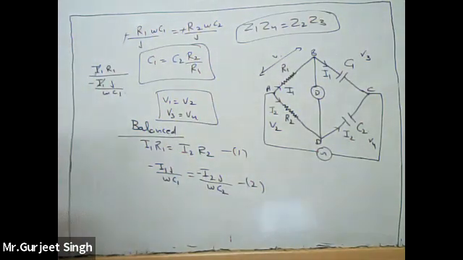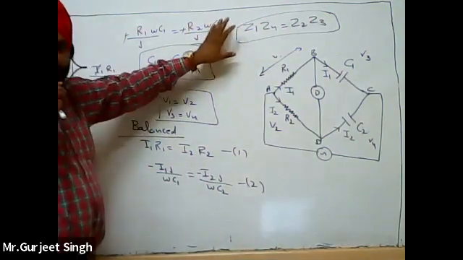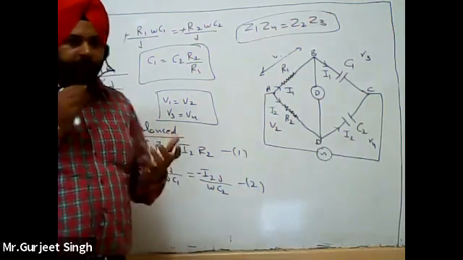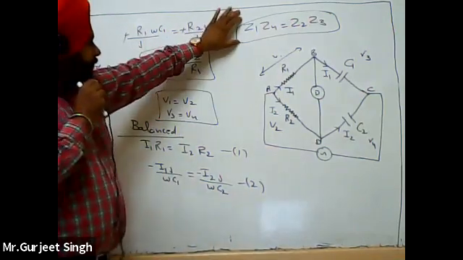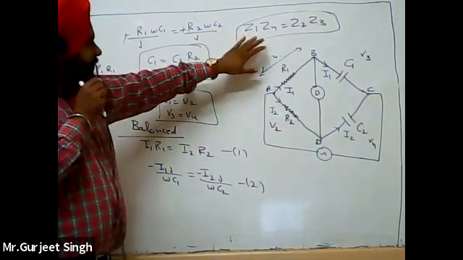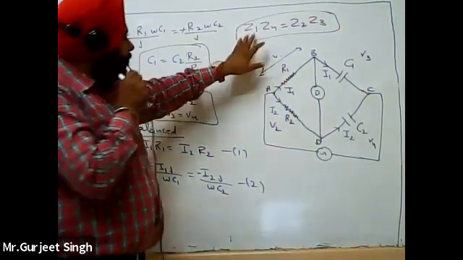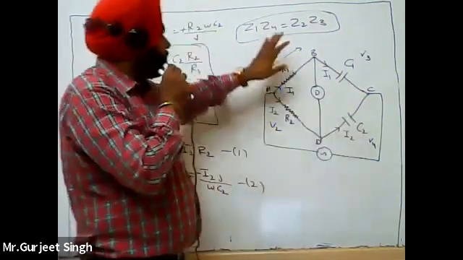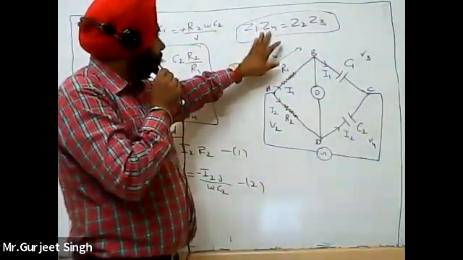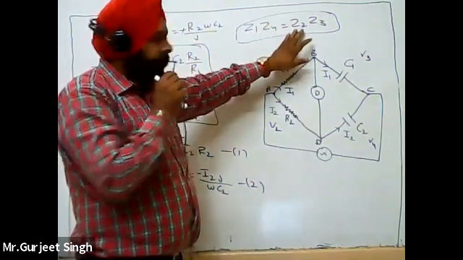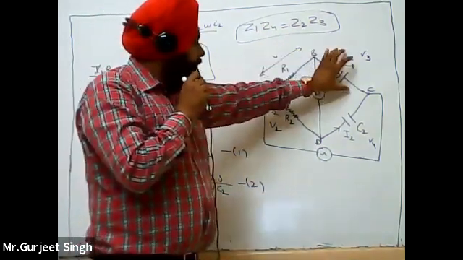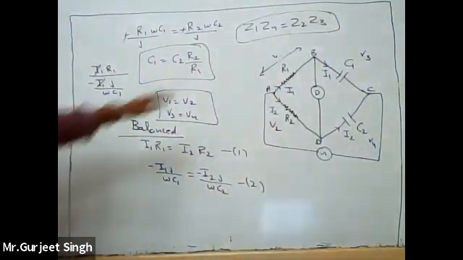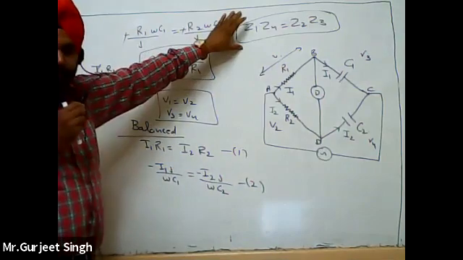Again, I am repeating, there are two methods to solve this balanced bridge equation. The first method is that the multiplication of the impedances of opposite arms, this is Z1 and this is Z4, is equal to the multiplication of the impedances of the other two opposite arms. So these are equal. This is the first method to solve the bridge equation.